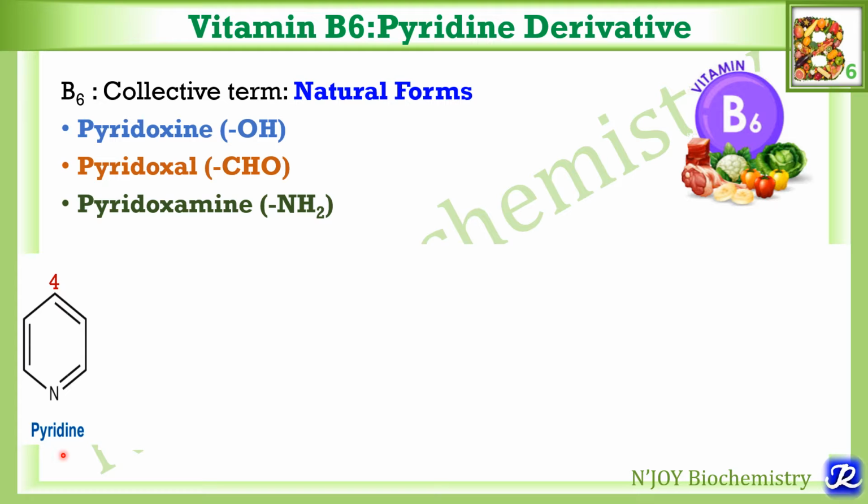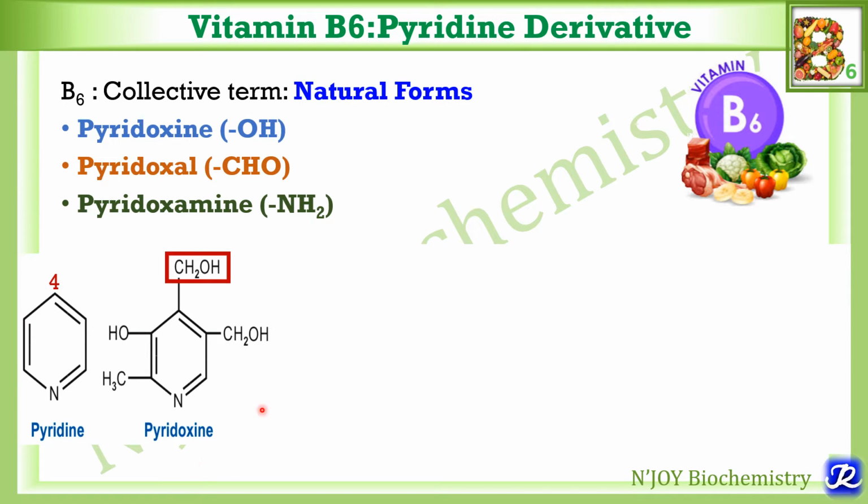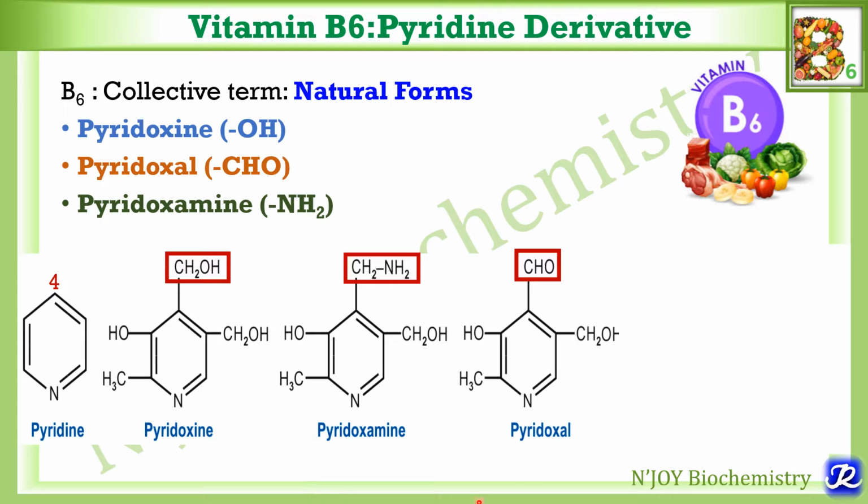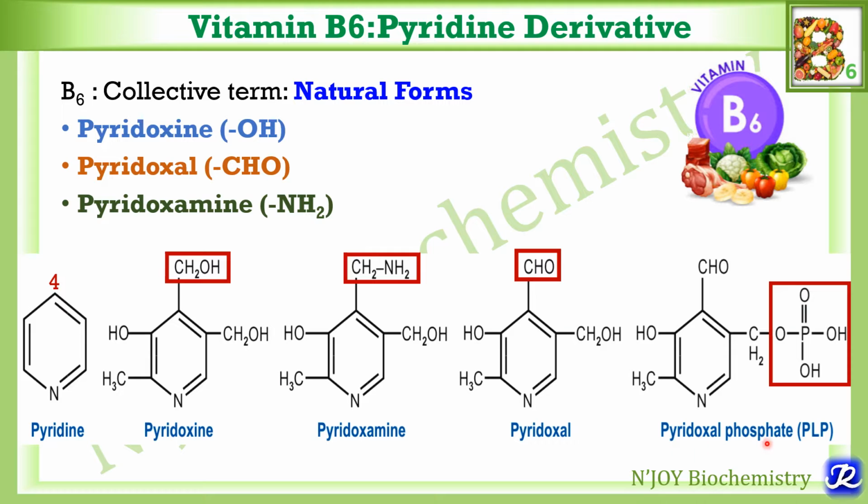This is the structure of pyridine. This is the structure of pyridoxine, where at carbon number 4 this methyl alcohol group is attached, and all the forms of vitamin B6 differ with the groups present on this carbon number 4. In pyridoxamine, an aminomethyl group is attached. In pyridoxal, an aldehyde group is present, and this is pyridoxal phosphate, PLP, where the phosphate group is linked with the help of the enzyme pyridoxal kinase, and ATP is also required for this formation of pyridoxal phosphate. This pyridoxal phosphate is the coenzyme form of vitamin B6.